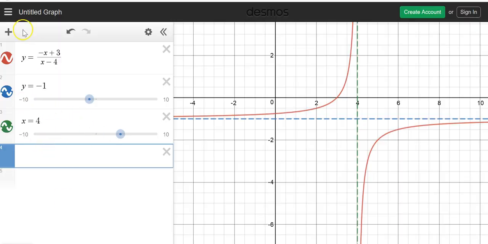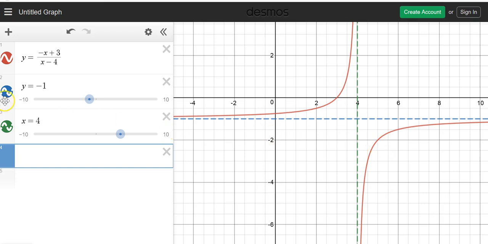Okay, so here in Desmos, I typed in the equation that I created. I also typed in my horizontal asymptote and my vertical asymptote, just so that I can see if my graph really is fitting the description that fits the asymptotes. Do you think that looks good? Yeah, it looks really good.